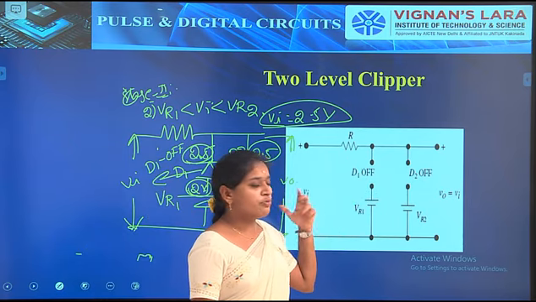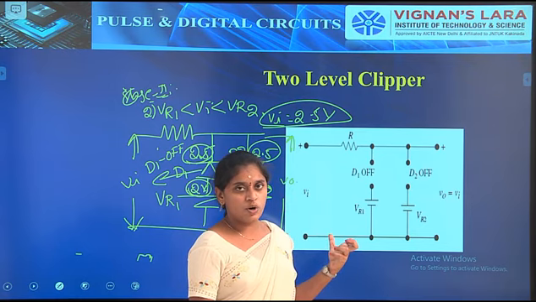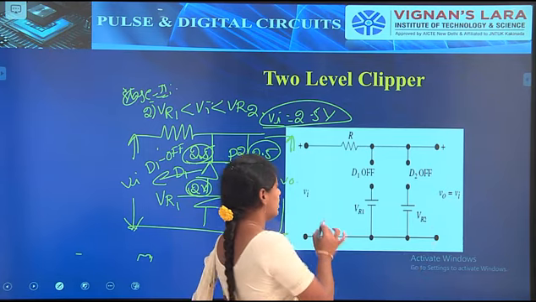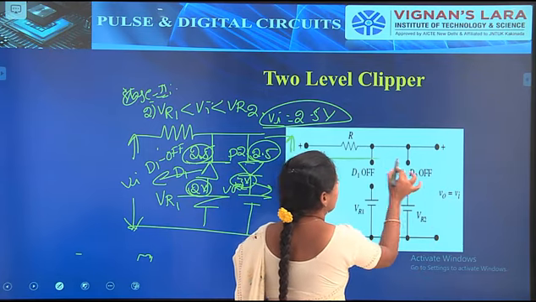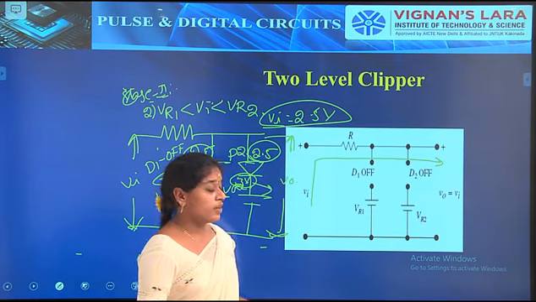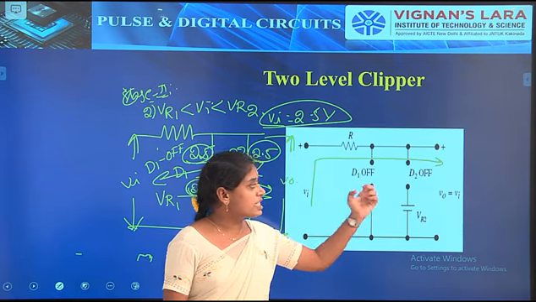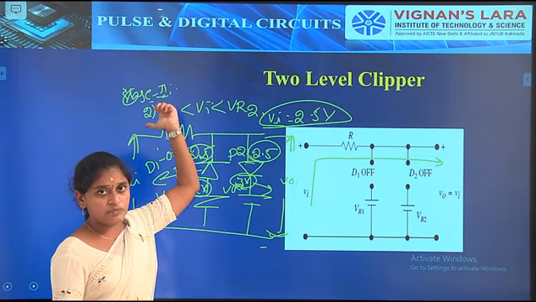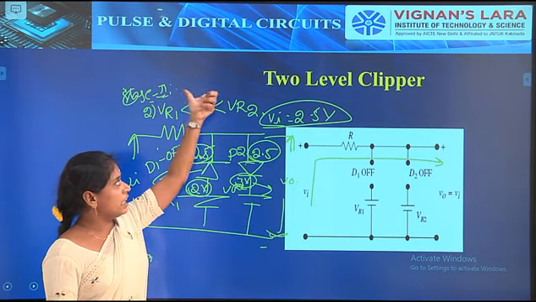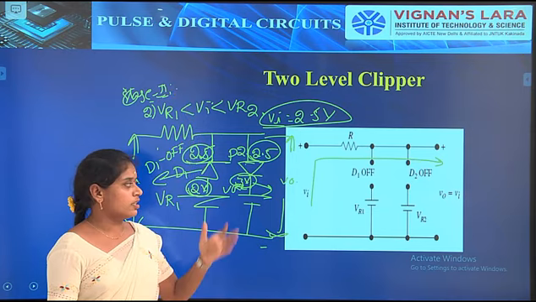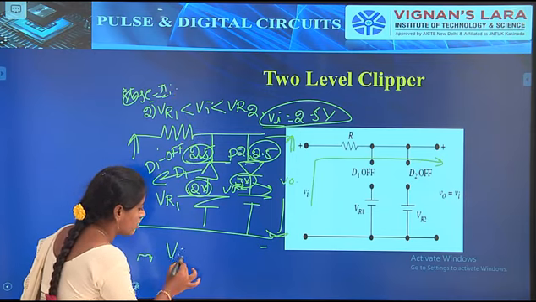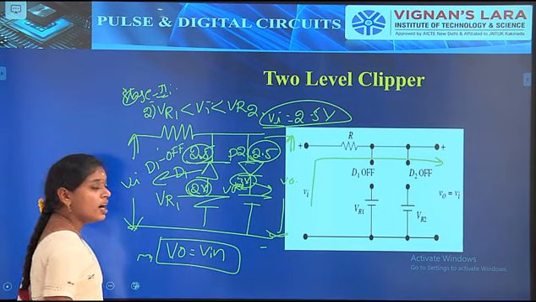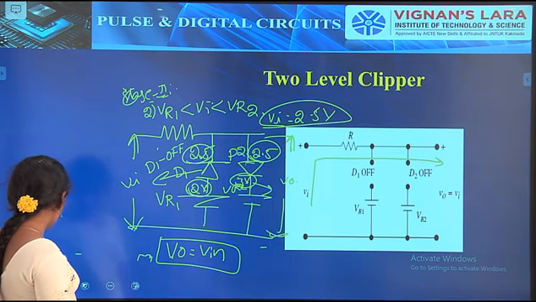So when both diodes are in open circuit, the input signal is reached at the output side without any clipping. So when the input signal VI is in between VR1 and VR2, this particular signal will be produced at the output side. From this we say that V0 is equal to V input. In this particular condition only we get the input signal at the output side.